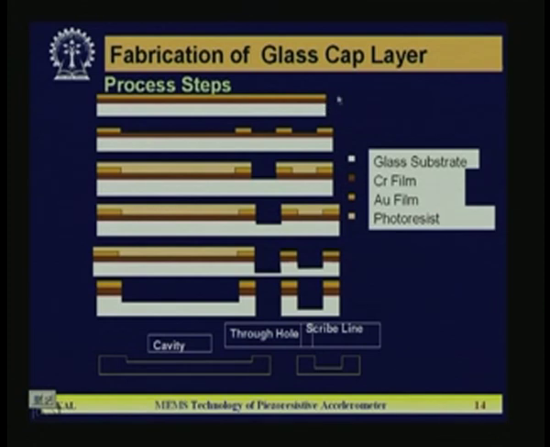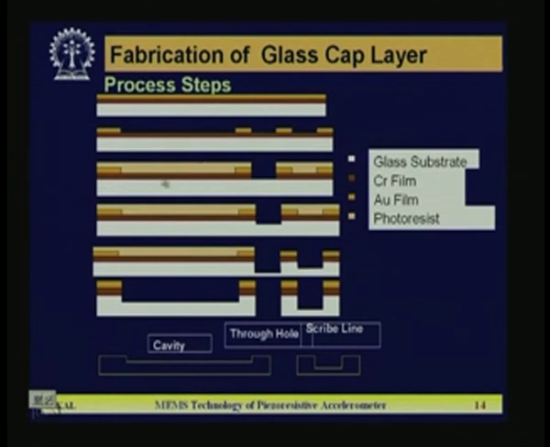first, the cross section diagram is the glass substrate. Then what you have done: the chromium film that is required for gold adhesion, a few hundred angstrom units, and on top of that is a gold film, and now the gold film is patterned. After patterning the gold film, the chromium at the bottom is still there.